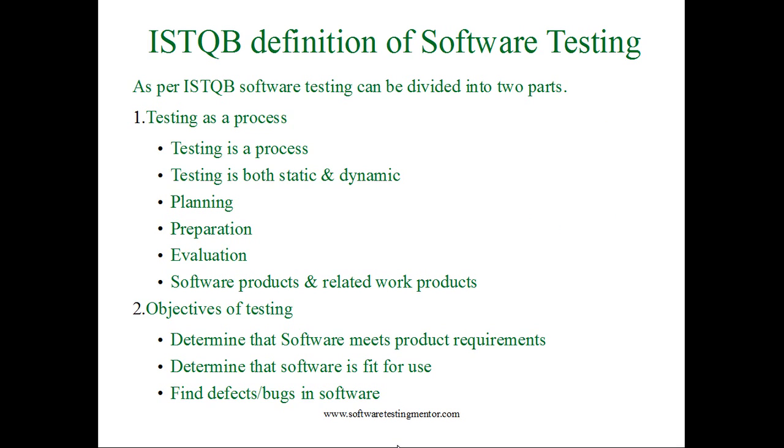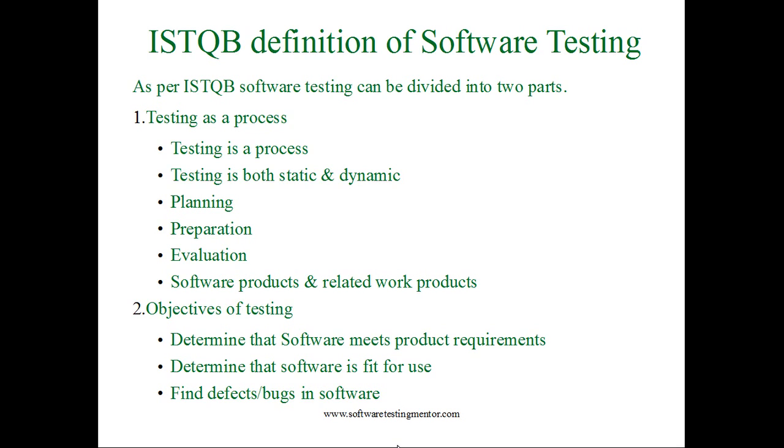So let's see the ISTQB definition of software testing. As per ISTQB, testing can be divided into two parts: testing as a process and the objectives of testing. Software testing is not a standalone activity. It's not just about finding defects in software. It's a whole process. It starts from the beginning of the software development life cycle, and testing is involved in all the phases of SDLC. So testing is a process.